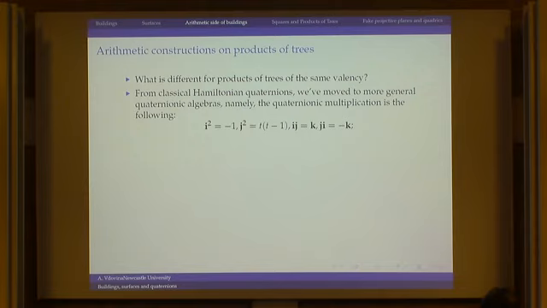Of course, this construction which I described now, which was used by Lubotzky, Phillips, Sarnak, and then by Burger, Mozes, Rattaghi, is really very neat. It's just one group for any set of primes, and it works very nicely. But it turns out that for products of trees of the same valency, one has to move away from Hamiltonian quaternions, and one has to look at more general quaternion algebras.